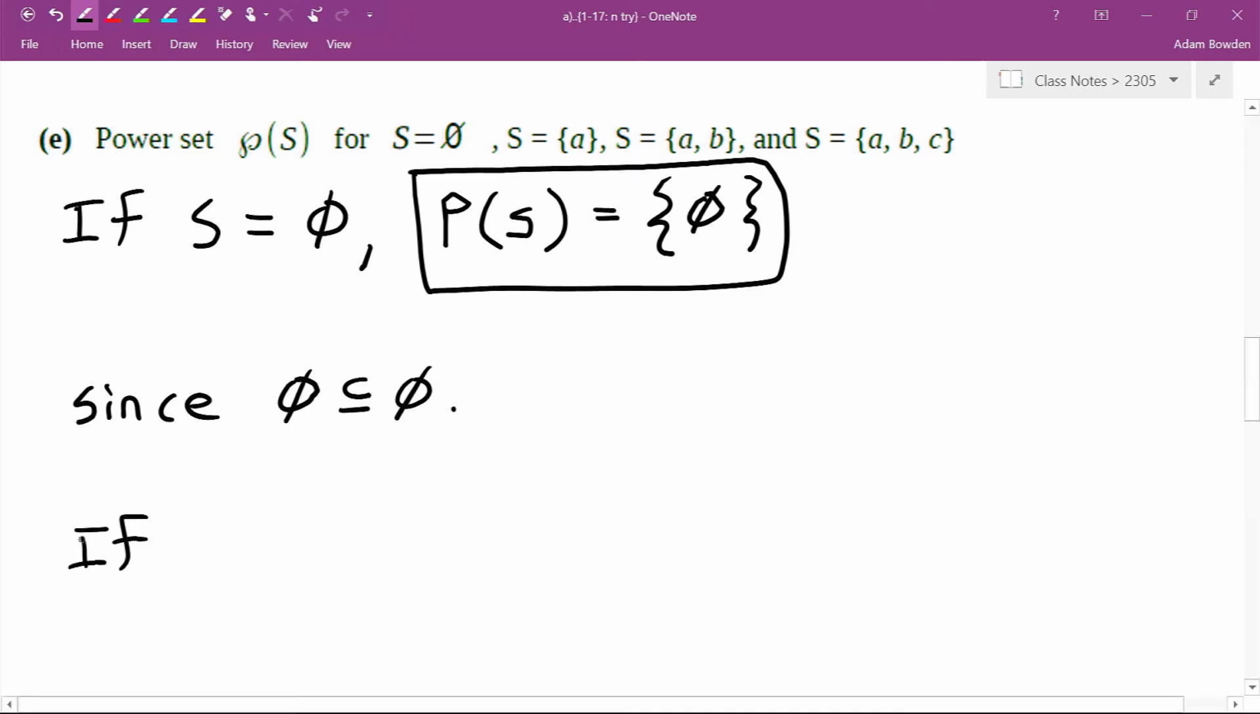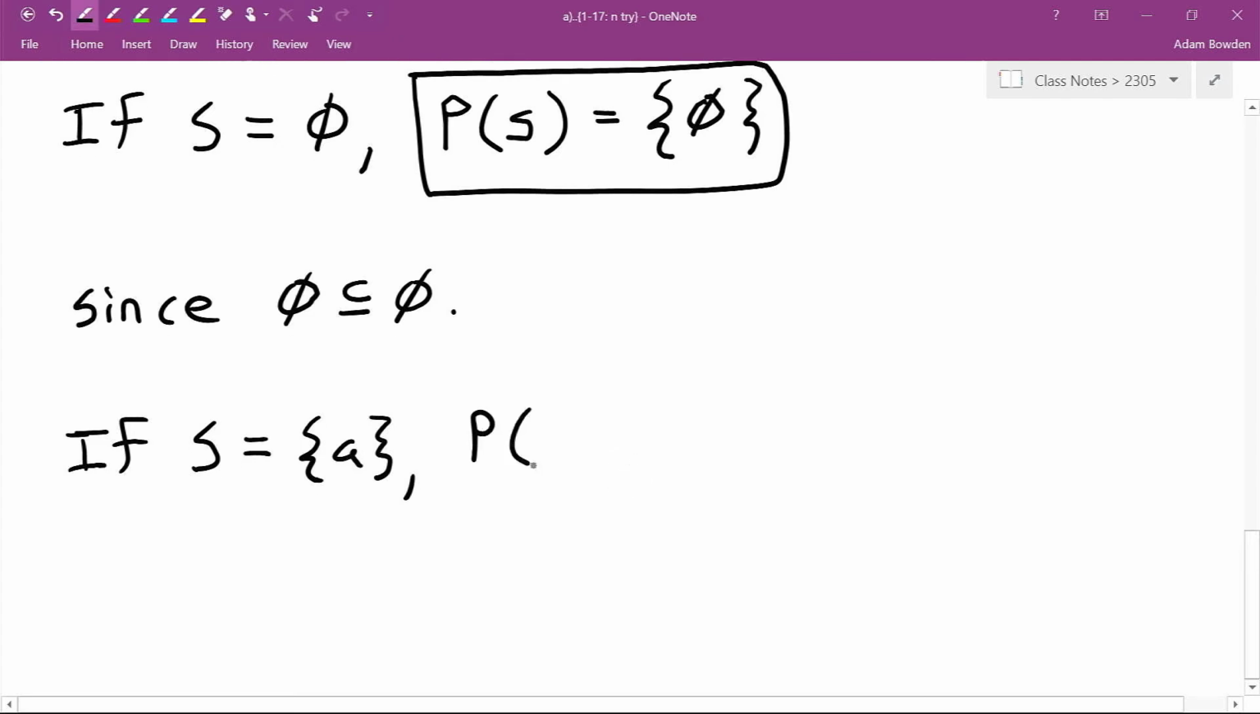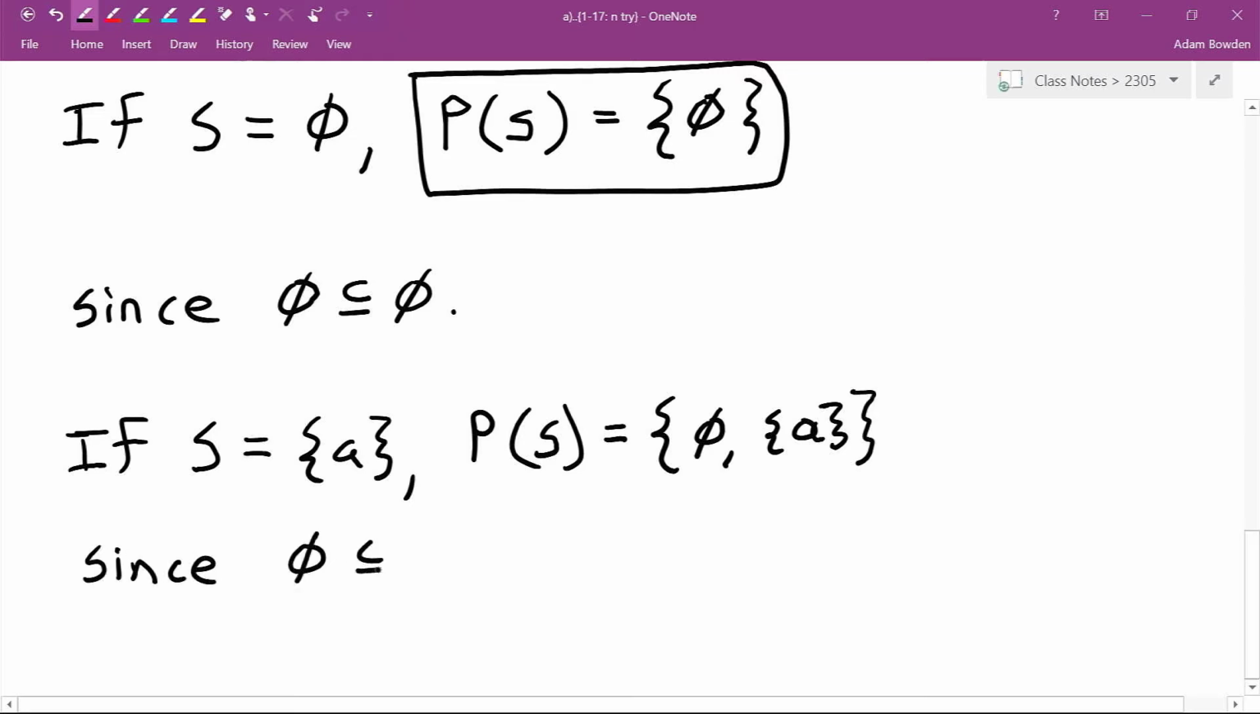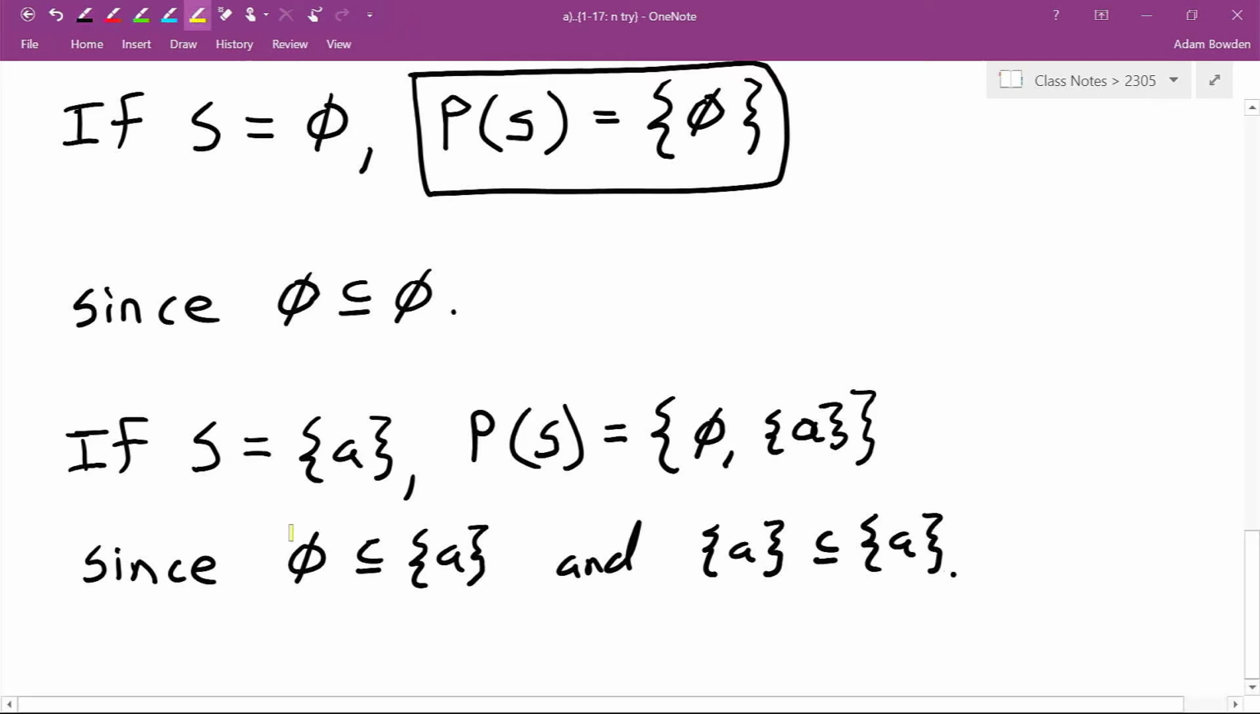Now, on the other hand, if our set S is equal to the singleton set containing A, then there are two subsets, and the power set would be equal to the set containing the empty set and the singleton set containing A. This is because the empty set, again, is a subset of any set, so it's a subset of the set containing A, and the other subset of the set containing A is just itself. So these are the only two subsets to put within the power set.